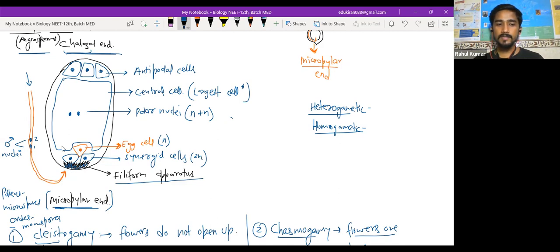And this is the egg cell for which these male nuclei are traveling so much. But there are two male nuclei, right? And only one egg cell. So what will happen? One male nucleus will fuse with one egg cell and make a zygote.